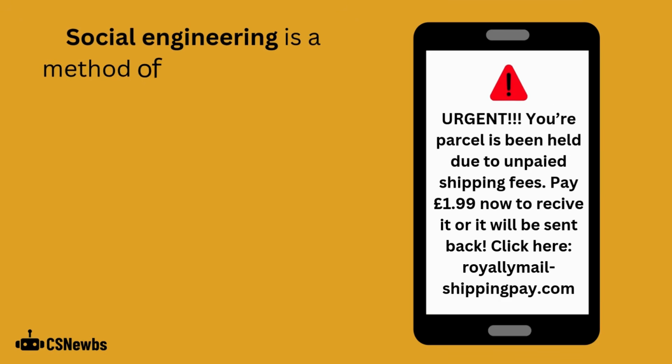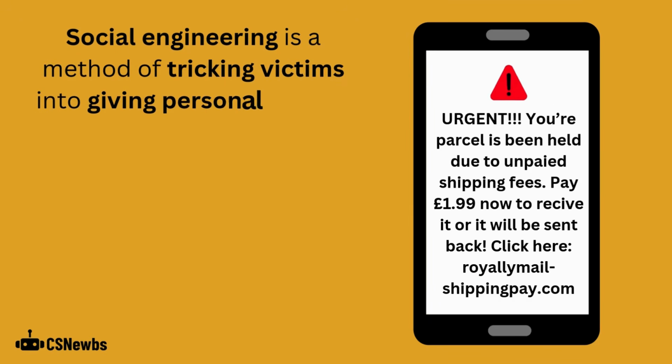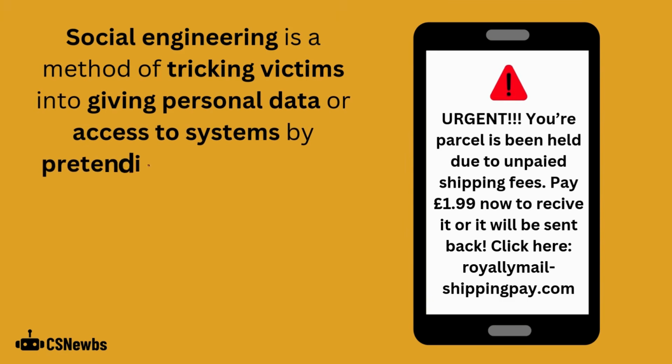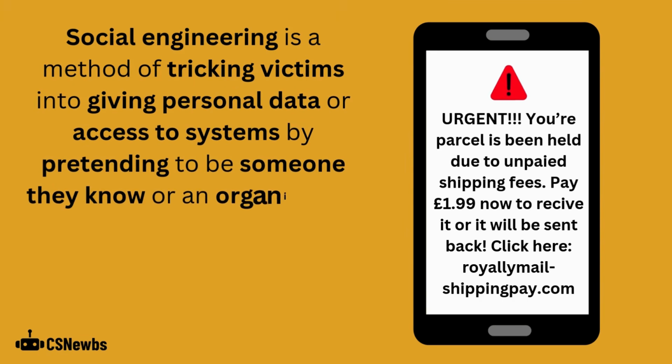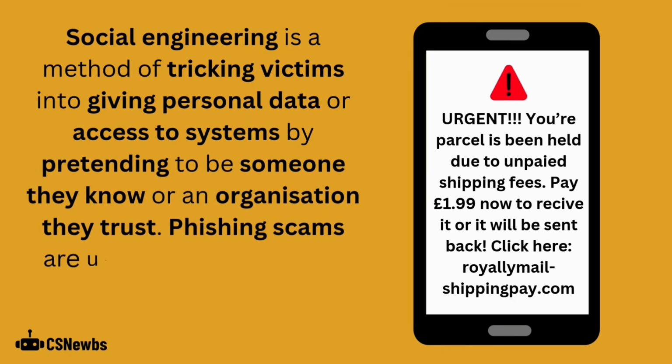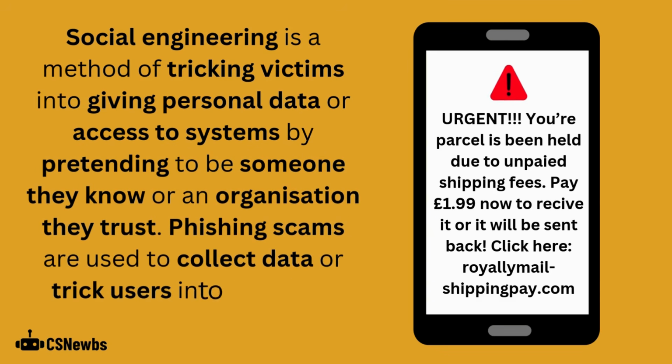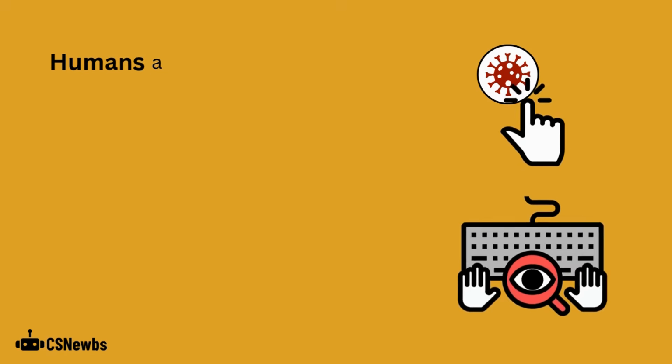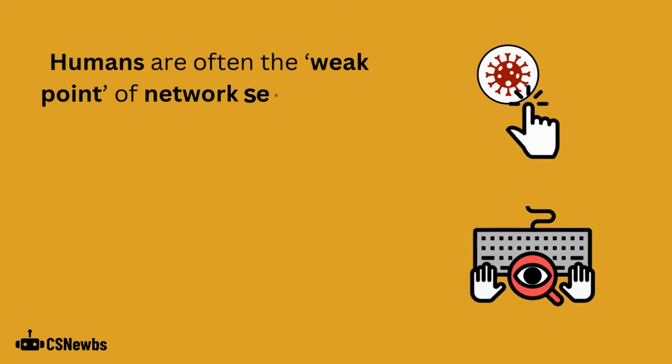Social engineering is a method of tricking victims into giving personal data or access to systems by pretending to be somebody they know or an organization that they trust. Phishing scams are used to collect data or trick users into installing malware. Humans are often the weak point of network security.